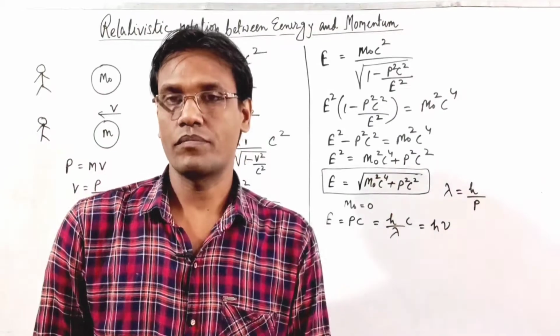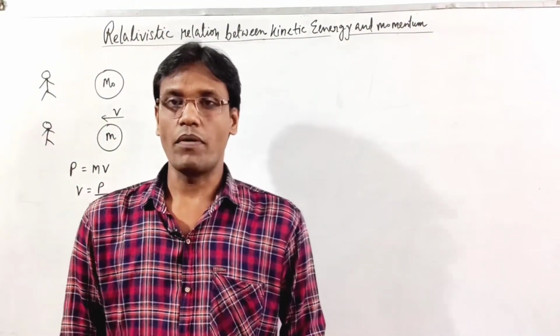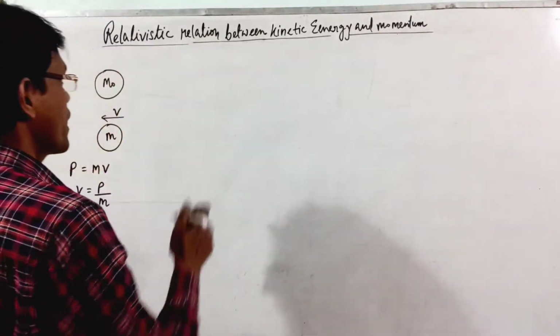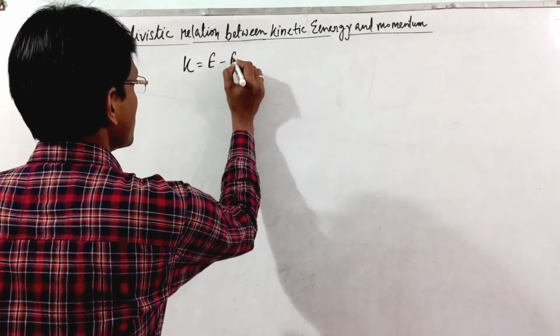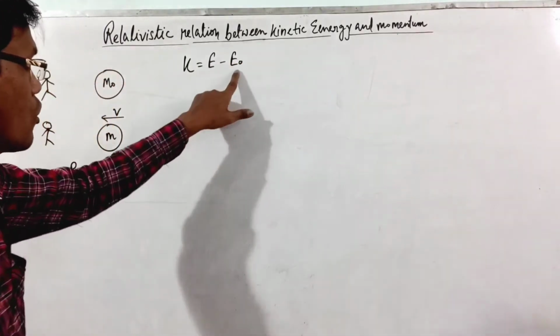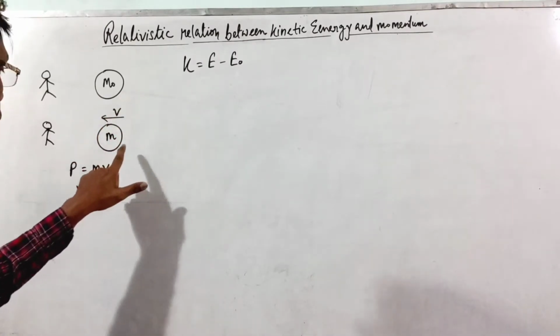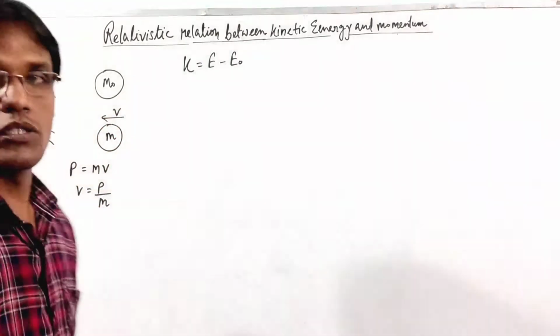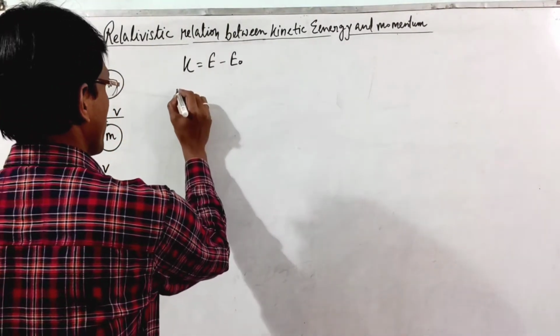Now we will discuss the relation between kinetic energy and momentum of a particle. What will be the kinetic energy of the particle? K equal to E minus E0. E0 will be the energy of the particle when the particle is at rest, and E will be the energy of the particle when the particle is moving. So the difference between these two energies is equal to the kinetic energy of the particle.